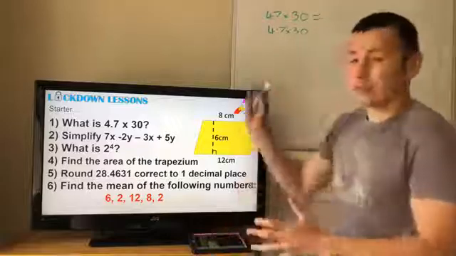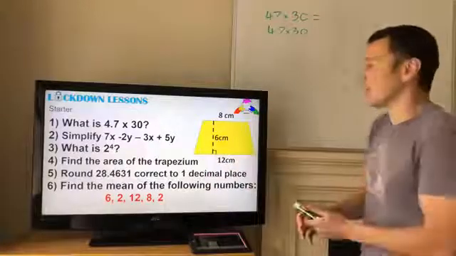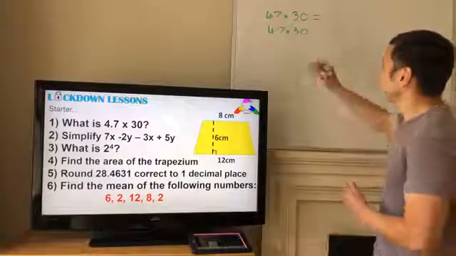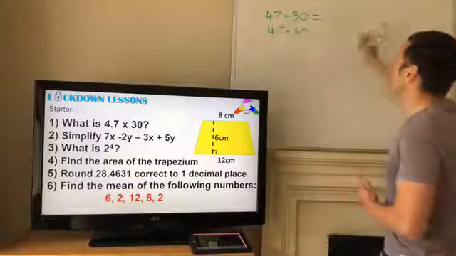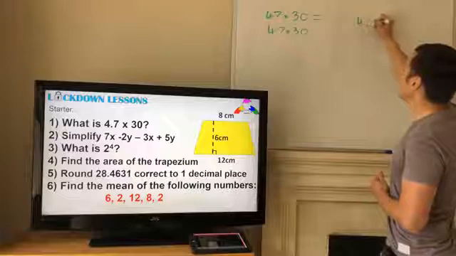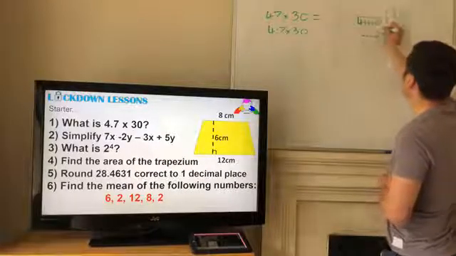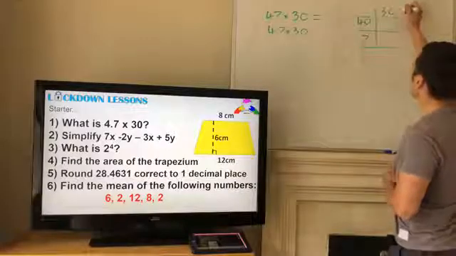Right, let's have a look at these because I really want to get on with the other content of the lesson. So first question, 4.7 times 30. So I've taken out the decimal point already and I'm going to do 47 times 30. You might not feel you need to do this, which is fine, but this always works.